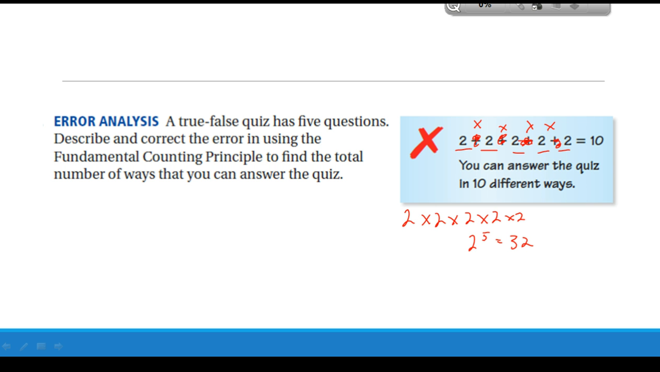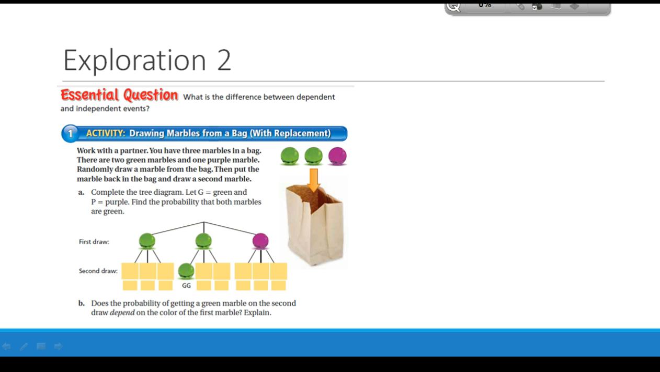Alright, good. Now we're going to fill out this exploration. Okay, so I'm going to make this a little easier by calling these. So first of all, there's 3 marbles in the bag, and there's 2 green marbles and 1 purple, and they're in the bag. And we're going to randomly draw a marble, and then we're going to put it back. So the marble we took is going to go back in the bag. And then we're going to redraw a second time.